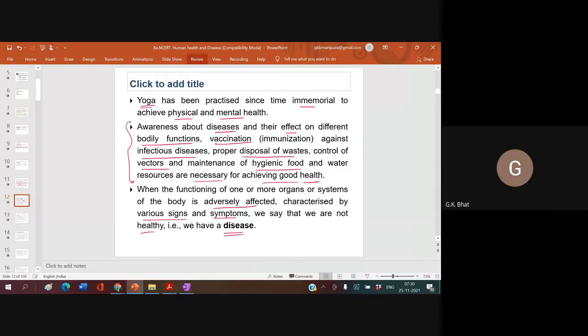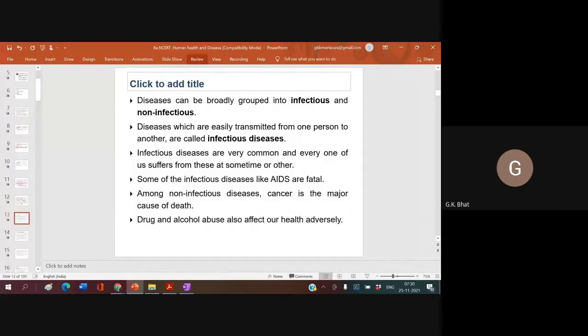If at all we want to know that we have a disease, there should be some symptoms of the disease. Unless there is a symptom of disease, we consider that we are healthy. Nothing is happening to me, I am very healthy, I am very strong. But it need not be. So, diseases can be broadly grouped into infectious diseases and non-infectious diseases.